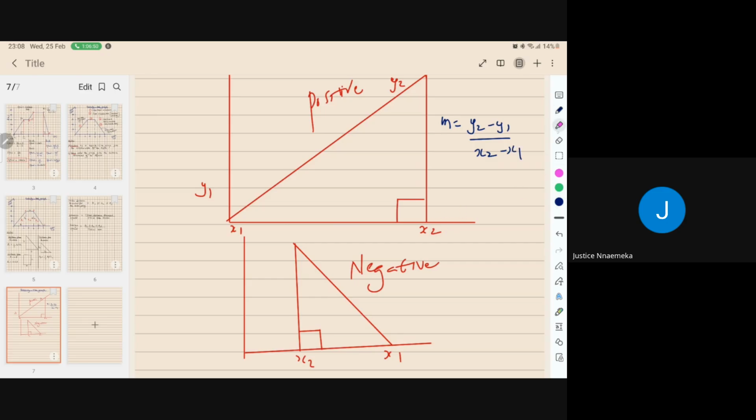Here, x2 is bigger, so x2 minus x1 will give you a positive number. But look at this one, x2 is smaller because of how the whole thing is. This one is like this, this one is like this. So I believe that that is clear now.